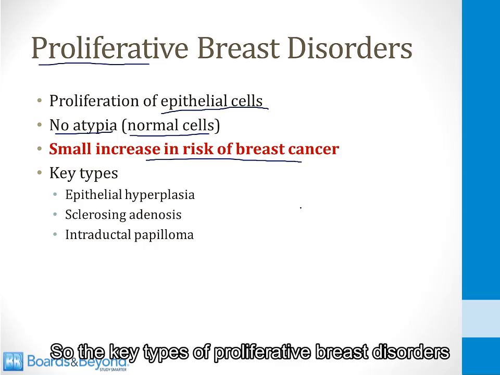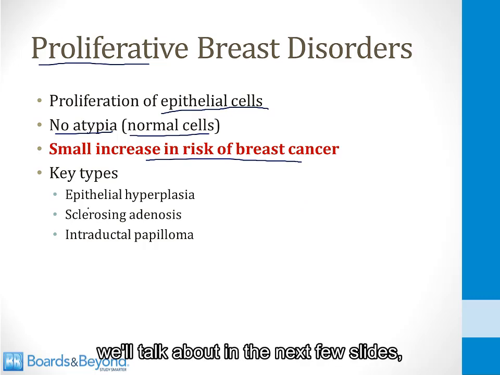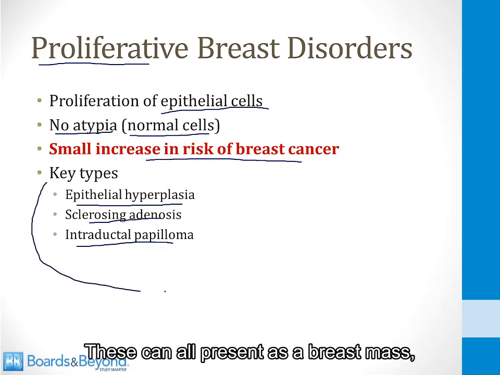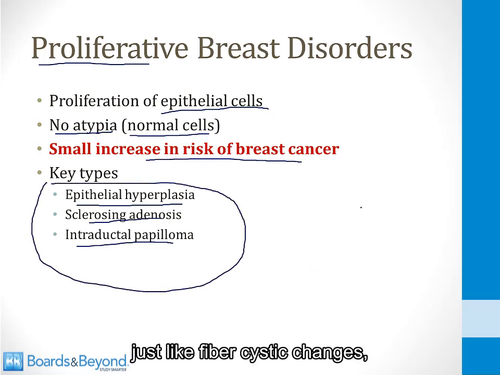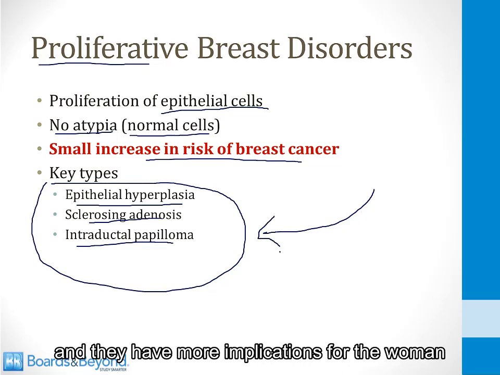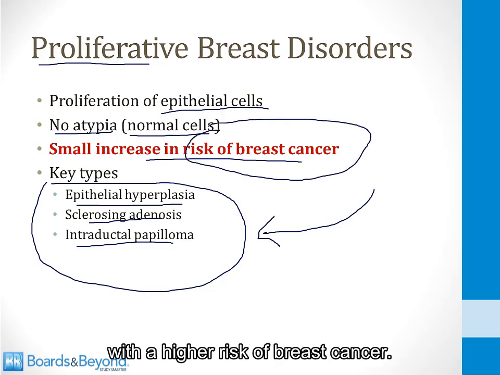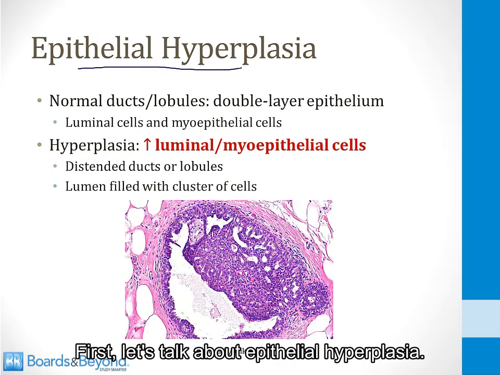So the key types of proliferative breast disorders we'll talk about in the next few slides are epithelial hyperplasia, sclerosing adenosis, and intraductal papilloma. These can all present as a breast mass, just like fibrocystic changes, but on a biopsy they look different, and they have more implications for the woman because they are associated with a higher risk of breast cancer. First, let's talk about epithelial hyperplasia.